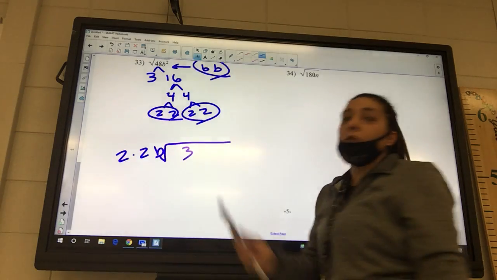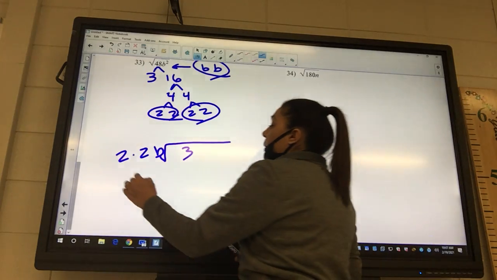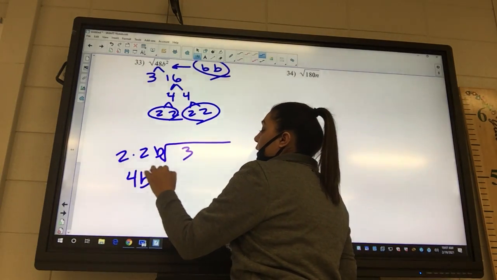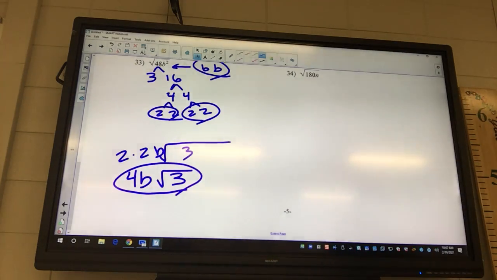What do you do with those 2's on the outside? Is it going to be 22? We got to multiply it. So 2 times 2, 4B, and you're going to have to the 3rd root. Root 3.